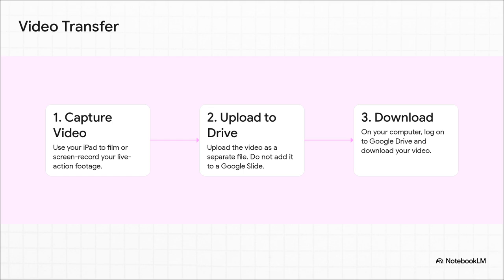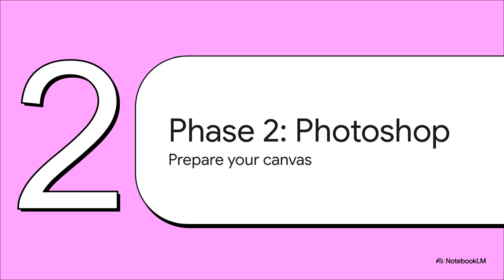First, grab your iPad and either film or screen record the action you want to animate. Second, you're going to upload that video to your Google Drive. Now listen up because this part is super important. Make sure you upload it as a separate file. Don't put it inside a Google Slide. Trust me, that causes all sorts of problems down the line. Then, finally, just hop on your computer, find that video in your drive, and download it. Easy peasy.